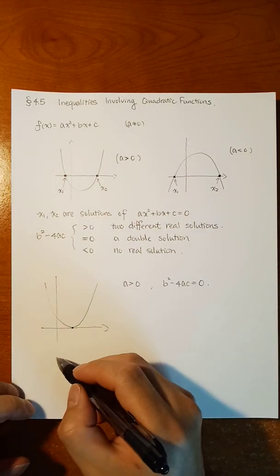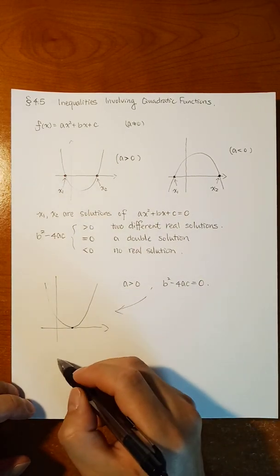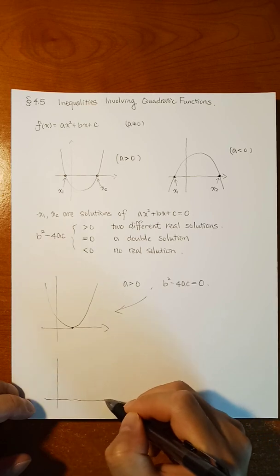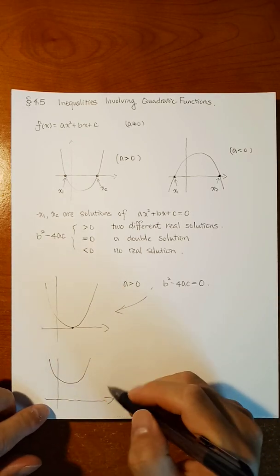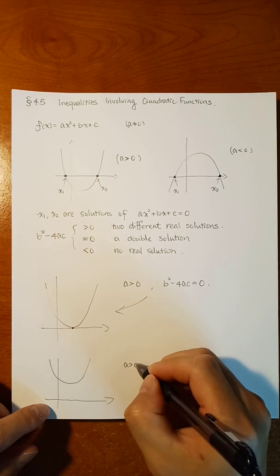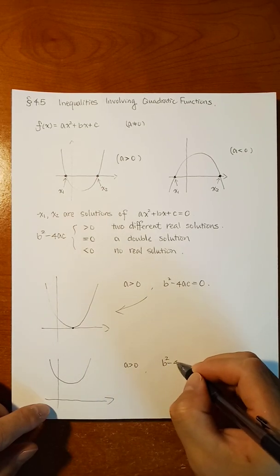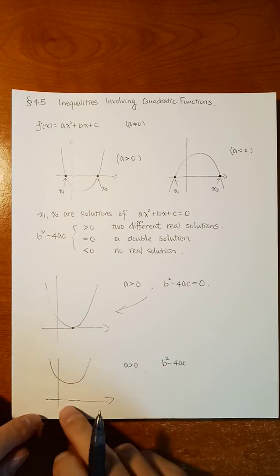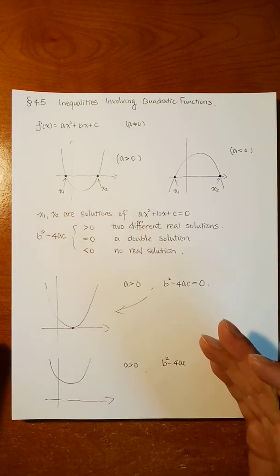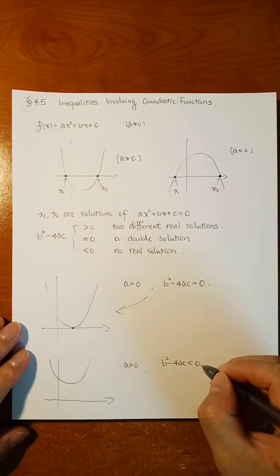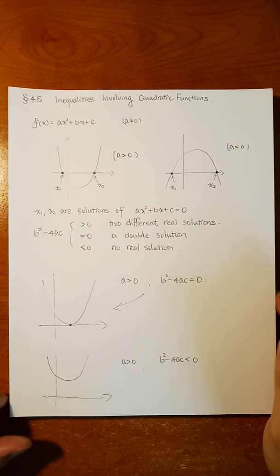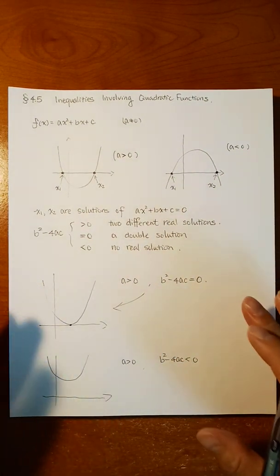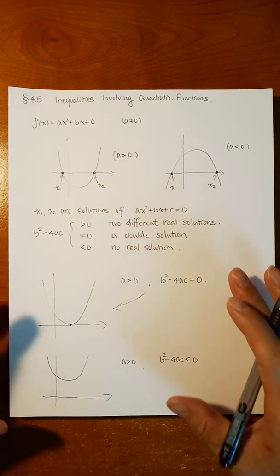Okay, and if I get the graph like this, it does not touch the x-axis. I know a is greater than 0 and b squared minus 4ac. You see, there's no intersection, no solution. No solution means b squared minus 4ac is less than 0. Okay, so that's the basic information we need.